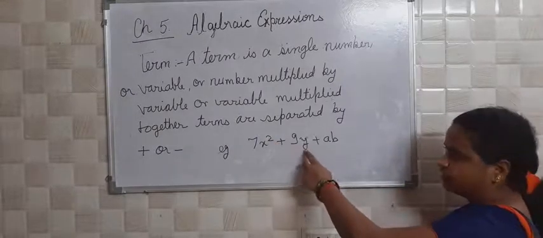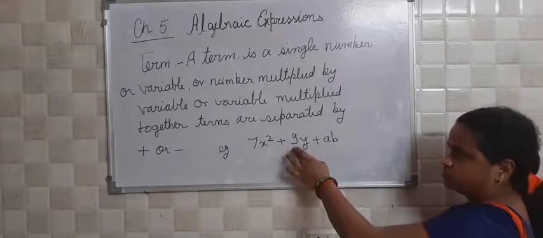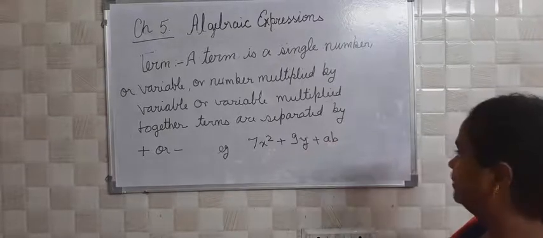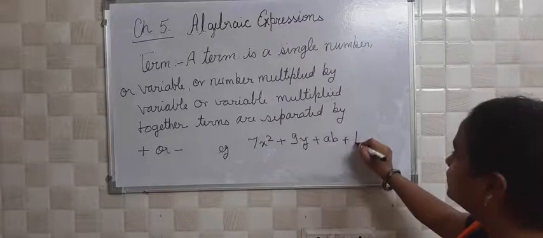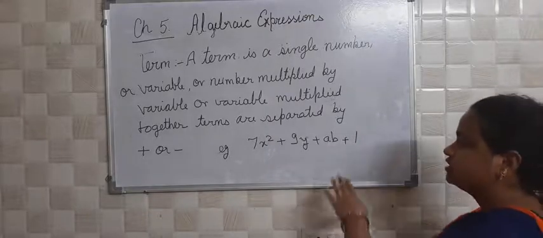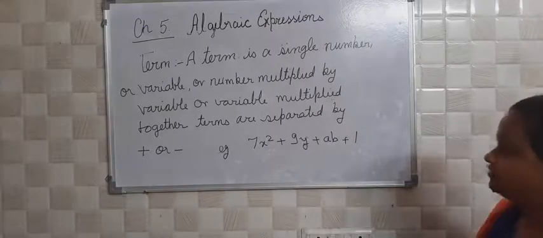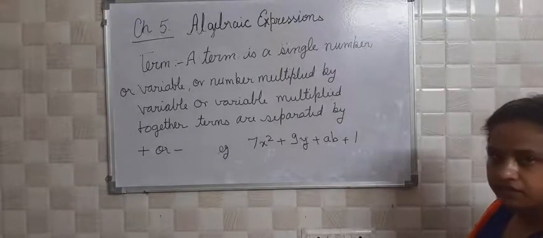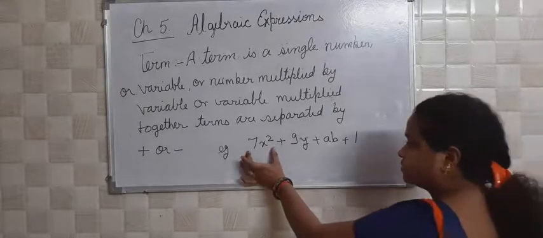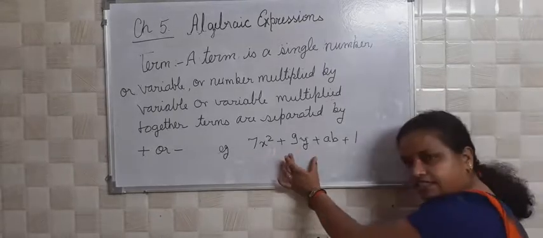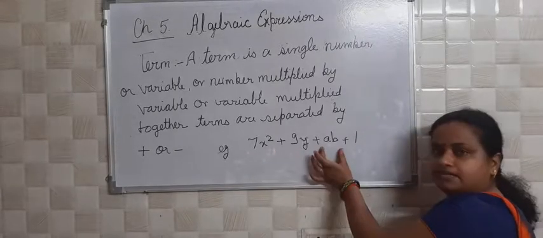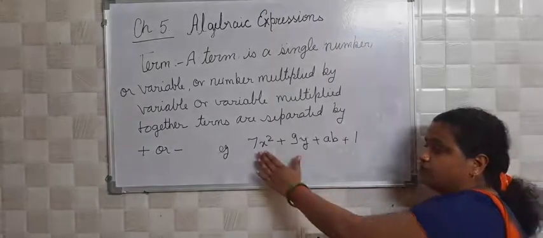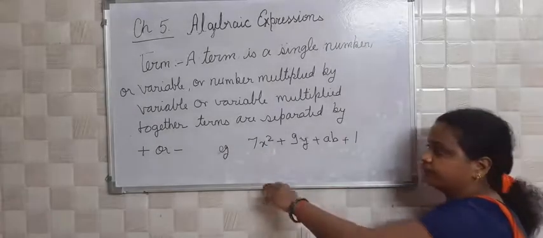Then 9 into y, 9y, is a constant term and a variable; both variables are there, a and b, and I took one term 1 which is a constant term. Now when we talk about this, what is a term here? So this 7x square is one term, 9y is another term, ab is again another term, and 1 is another term. In total, how many terms do we have here?